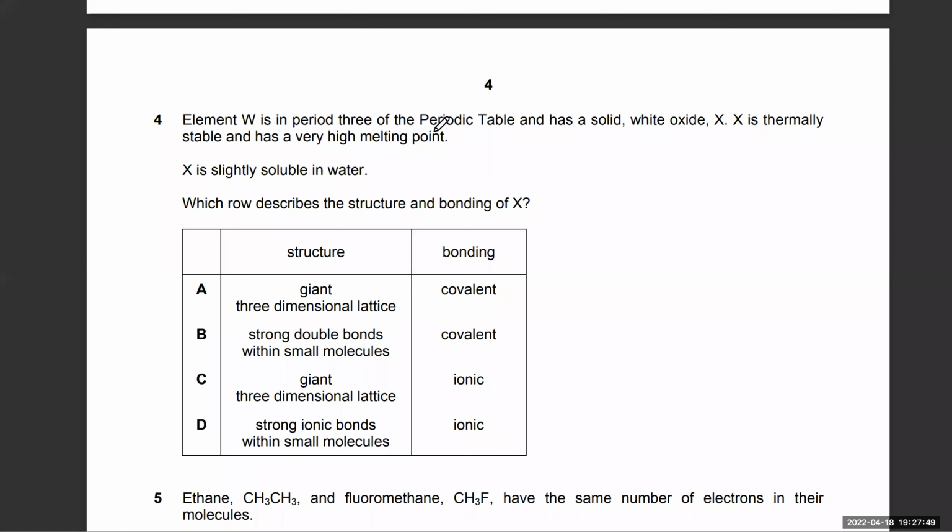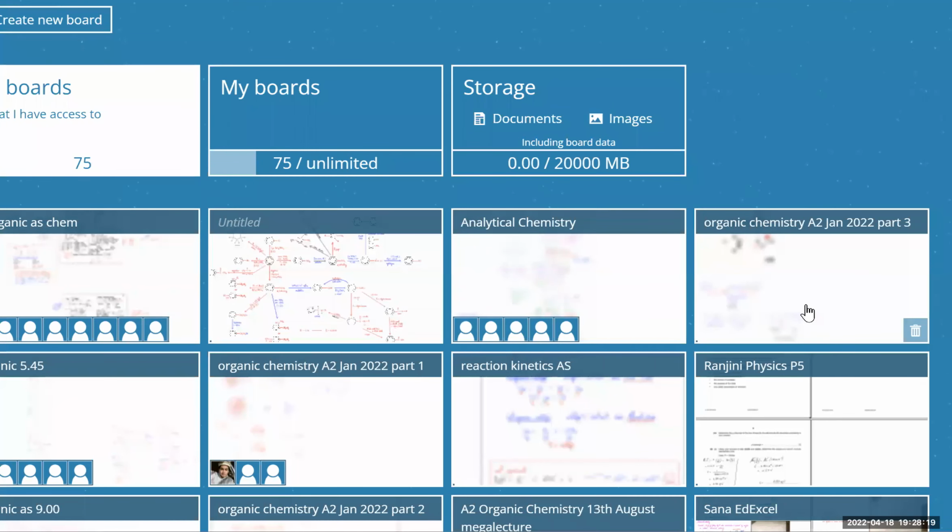So it's in period 3. So who has a very high melting point? It's got a white oxide and it's a stable oxide and it's got a very high melting point. Plus the oxide, X is the oxide, right? The oxide also happens to be slightly soluble in water. So which element is this? If I... Mg. Okay, so this is Mg.